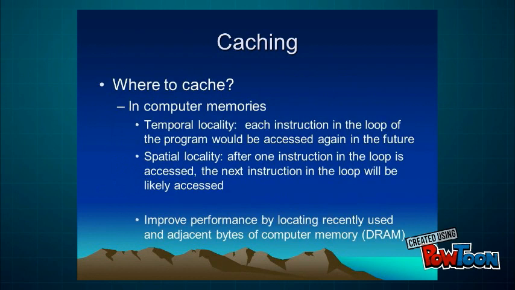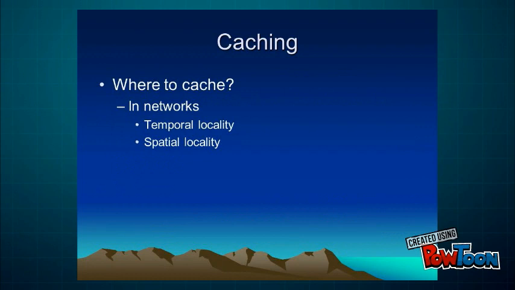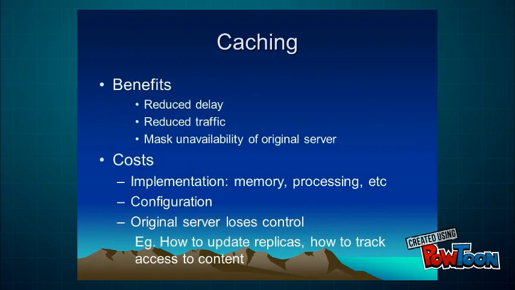Caching can be implemented in computer memories to achieve temporal locality and spatial locality. Performance is improved by locating recently used and adjacent bytes of computer memory, or DRAM. In network, caching is also implemented to respond to temporal locality and spatial locality.